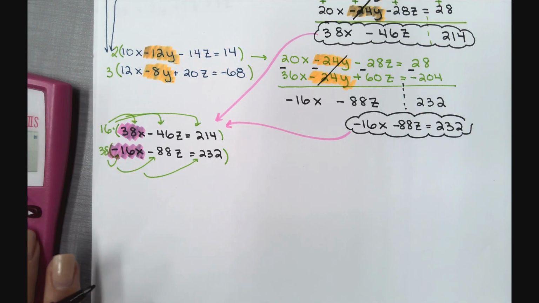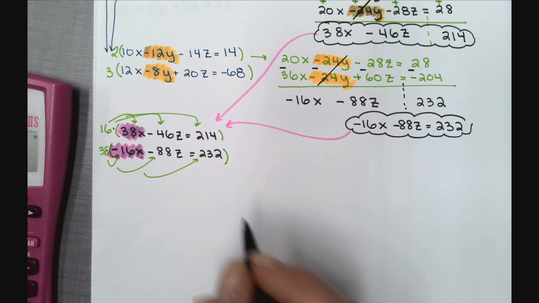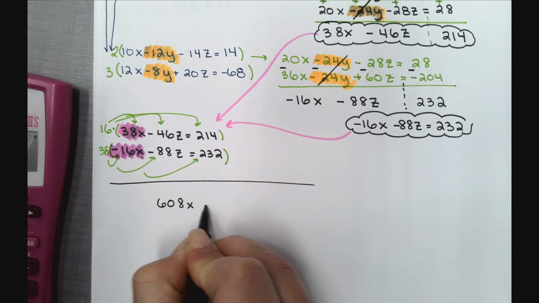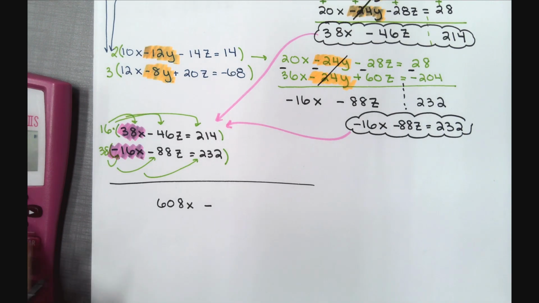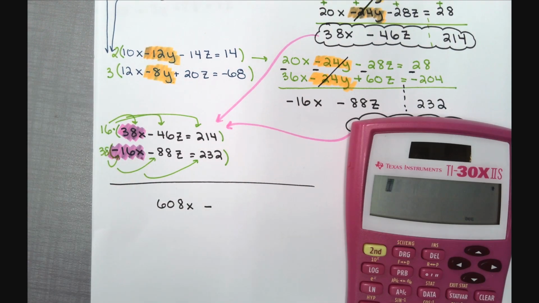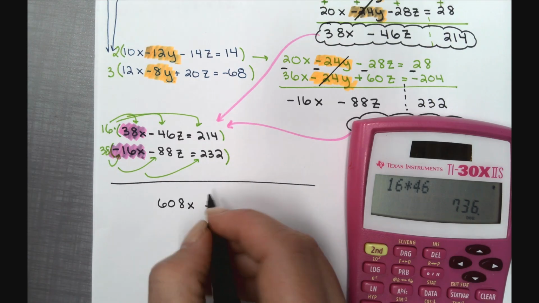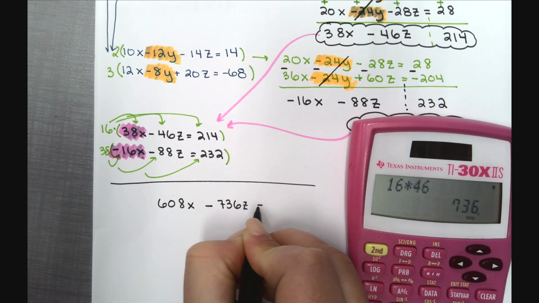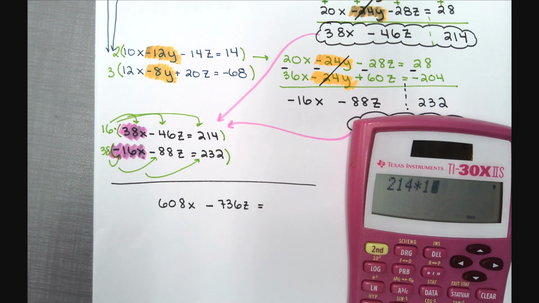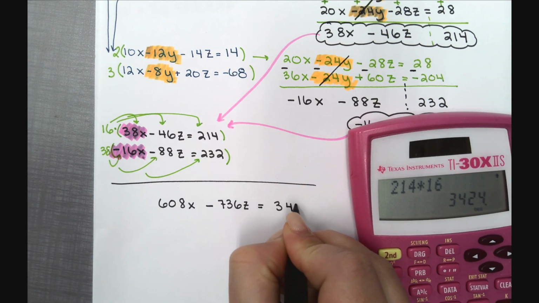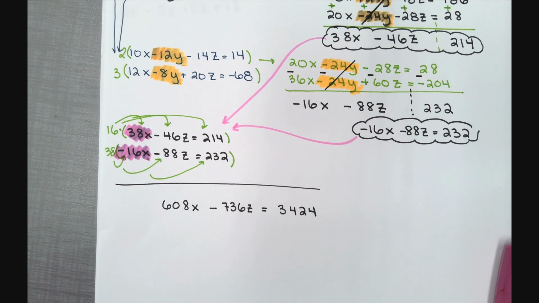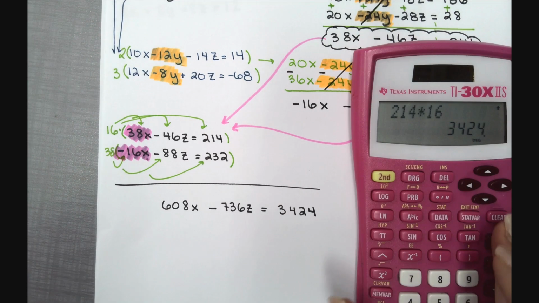So for example, I got 38 times 16. That is a large number, 608x minus 16 times 46. Doing this on my calculator here. 16 times 46, I get negative 736z. And 214 times 16 is 3,424. Again, if you were to simplify these thinking bubbles, you would have smaller numbers. That's why I encourage you to simplify. I just chose not to.